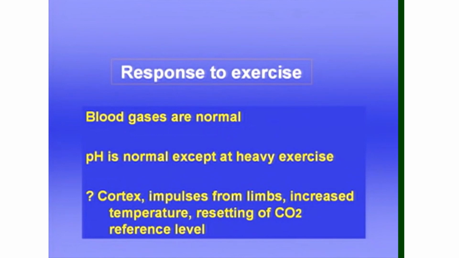It's possible that there's a resetting of the CO2 reference level. In other words, we normally have the CO2 reference level at 40. Maybe it's reset on exercise, and that's the reason why ventilation increases, even though the PCO2 remains constant according to our normal thinking. So the answer to all this is we don't fully understand what the response of ventilation to exercise is caused by, and maybe one of you out there will get a Nobel Prize one of these days from sorting that out.